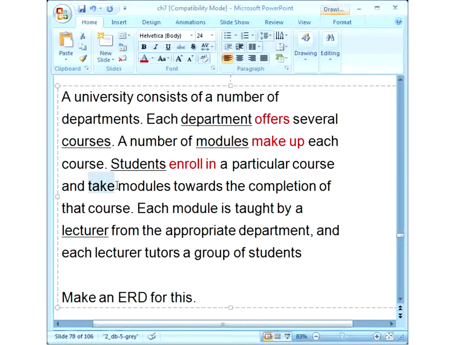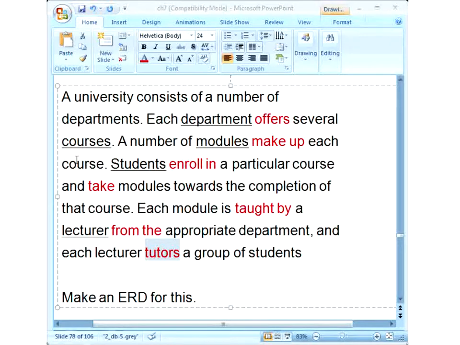And take module. So take is a relationship. So you see all the verbs. Each module is taught by, so taught by is a relationship. And then a lecturer from the appropriate department. So this is the relationship. And each lecturer tutors a group of students. So tutors is a relationship as well. Okay, so now you have identified all the relationships.